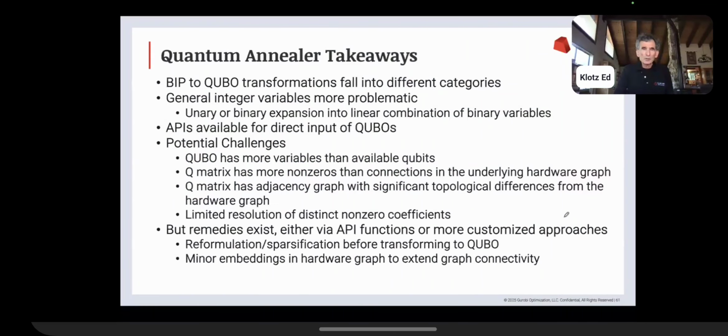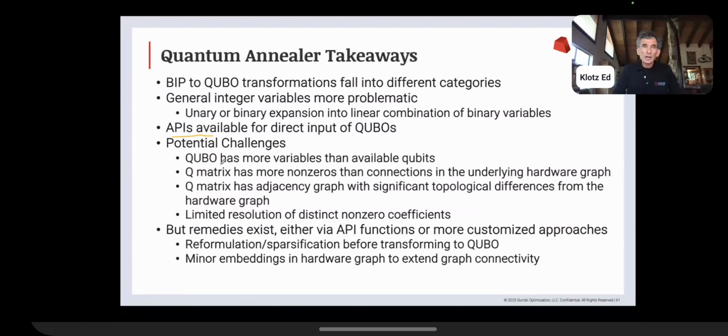Okay. So let's summarize and then take some questions. So we saw how to reformulate binary integer programs to QUBOs, and we saw that they fell into different categories of varying degrees of difficulty. We saw that general integer variables were more problematic, but you could handle them with unary or binary expansions. There are, at least for D-Wave, which seems to be the quantum annealer that is in use in industry, APIs available for direct input of QUBOs.